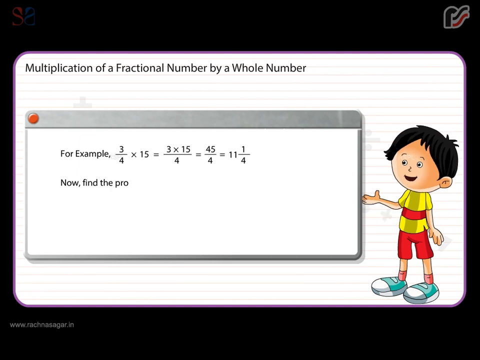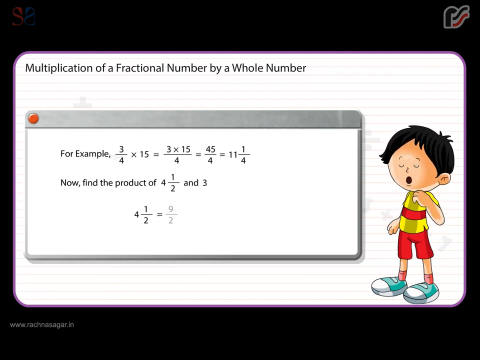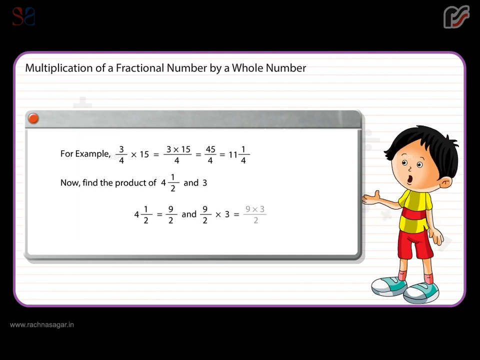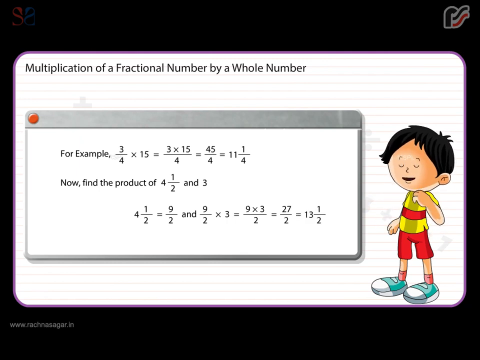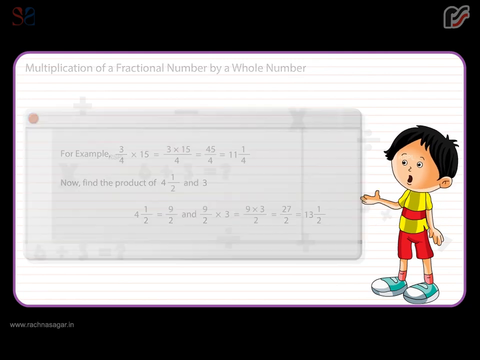Now, find the product of 4, 1 by 2 and 3. 4 1 by 2 is equal to 9 by 2 and 9 by 2 multiplied by 3 is equal to 9 multiplied by 3 whole divided by 2 is equal to 27 by 2 is equal to 13, 1 by 2.